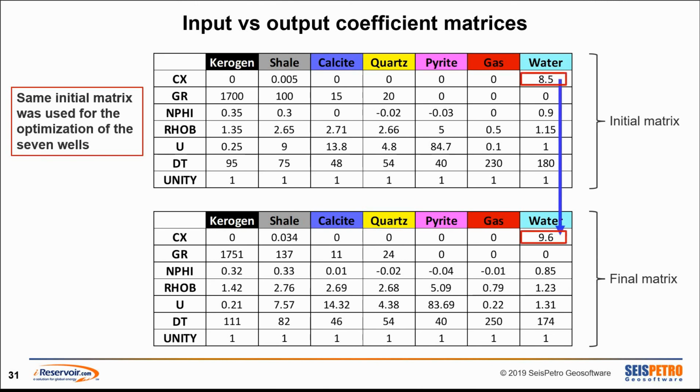Once we did that, we started analyzing the difference in 2 parameters in particular. One, the conductivity of water. We analyzed how it changed from the initial to the final matrices. And the other parameter that we examined in detail was the density of the kerogen, how that density changed from the initial matrix to the final matrix.